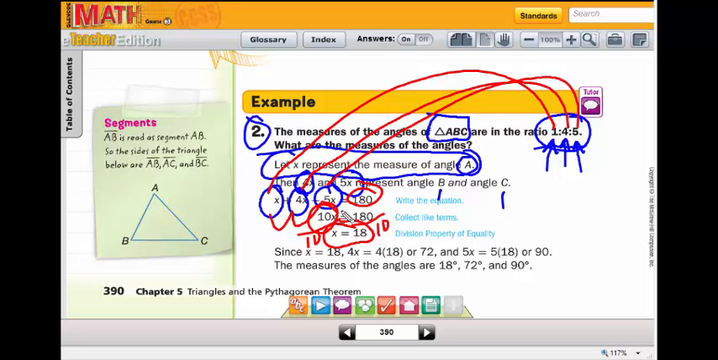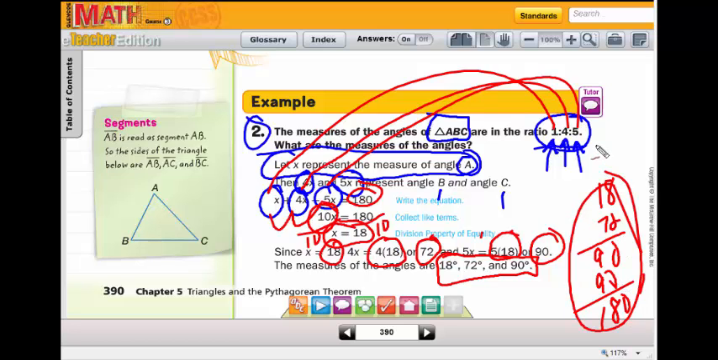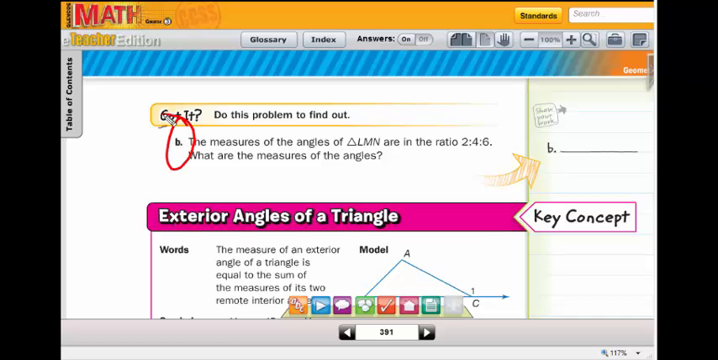x equals 18. So we would have measure of angle A would be 18, and then we would take 4 times 18 to get the measure of angle B, which is 72, and then 5 times 18 is the measure of angle C, which is 90. Now, one thing that we should do here is we have these three answers here. We have 18 degrees, 72 degrees, and 90 degrees. We should probably add those all up. 18 and 72, that's 90, and 90 plus 90 is indeed our 180 degrees. We probably did things correctly. This is a good little check here when you're doing these types of problems. Please press pause and do letter B.